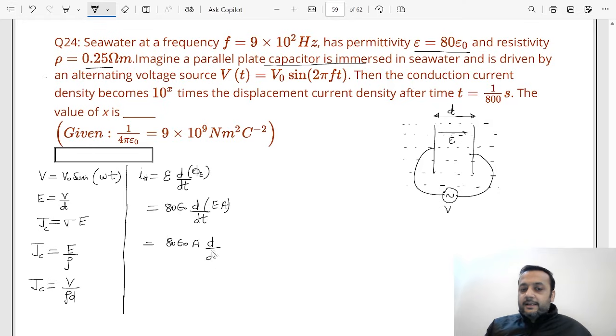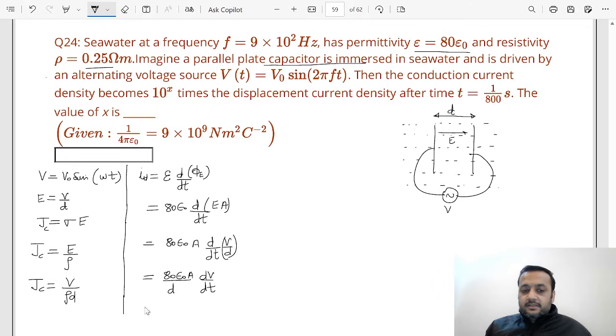this will become d by dt of electric field, and electric field, as I said, was V by d. Okay, potential difference upon distance, so that means this becomes d by dt of V by d. Again, this small d is nothing but the distance between the capacitor plates, so this will also come out, and this will become dV by dt. Okay, rate of change of potential across the capacitor plates.